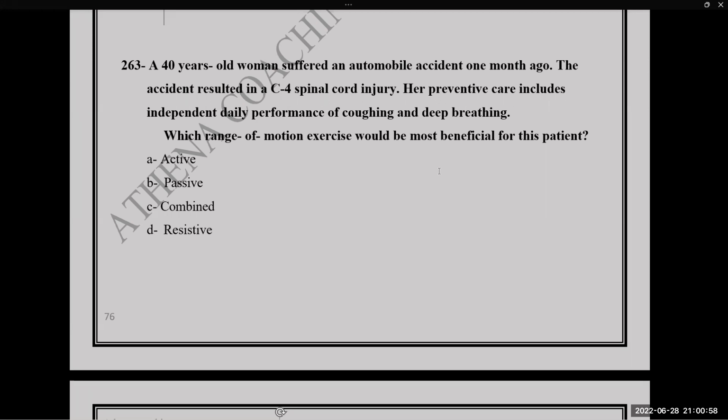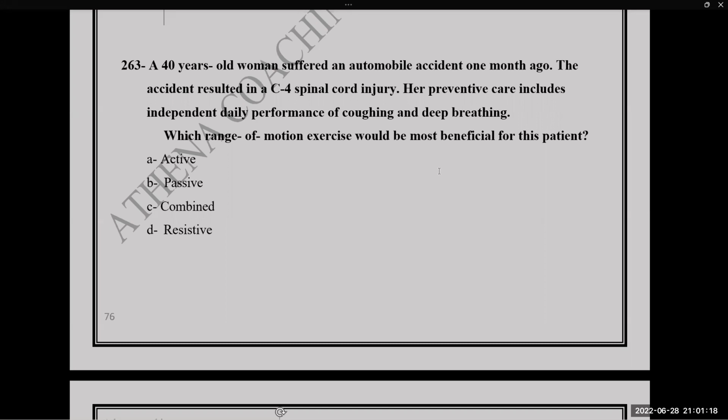And combined we will keep, and active and passive, there are two more answers. So in this case, we are not able to provide active range of motion exercise. Why? Because the patient won't be responding normally and won't be able to perform the activities by himself or herself. Fine.